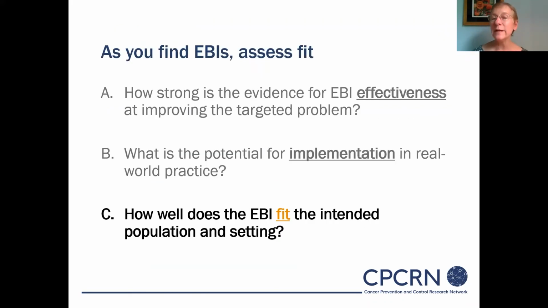So the final criteria is fit. So in addition to effectiveness and implementation, you want to find an EBI that fits your population and setting, and I would extend beyond that, fits particularly your goals and objectives and the specific factors that are contributing to the problem in your population.